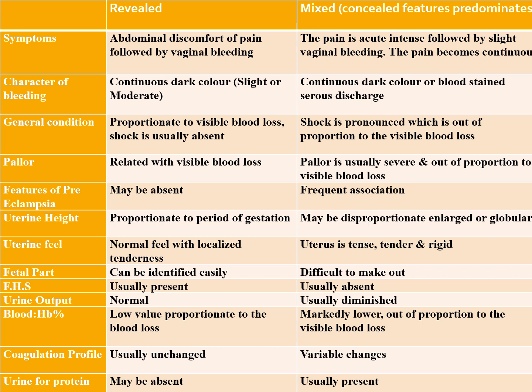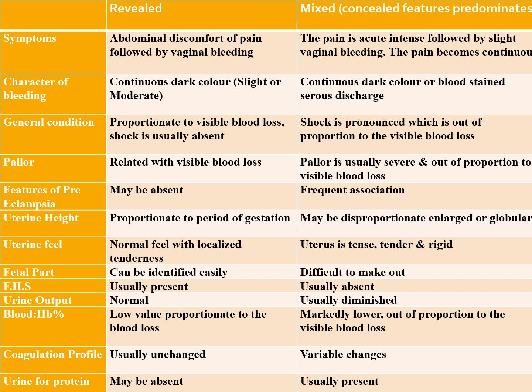FHS: if you monitor the fetal heart sound, in revealed type it is usually present, and in concealed type it is usually absent. That is, most of the fetal deaths occur in mixed and concealed type of abruptio placenta. Urine output is normal in revealed abruptio placenta and it's diminished in mixed and concealed. That is because of hypovolemic shock.